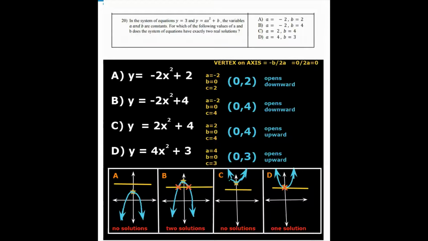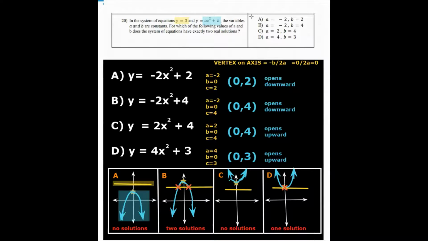Y equals 3 is going to be this yellow horizontal line. That's y equals 3. It's a horizontal line. And ax squared plus b is a parabola. Here's the first parabola, highlighted A, down below.